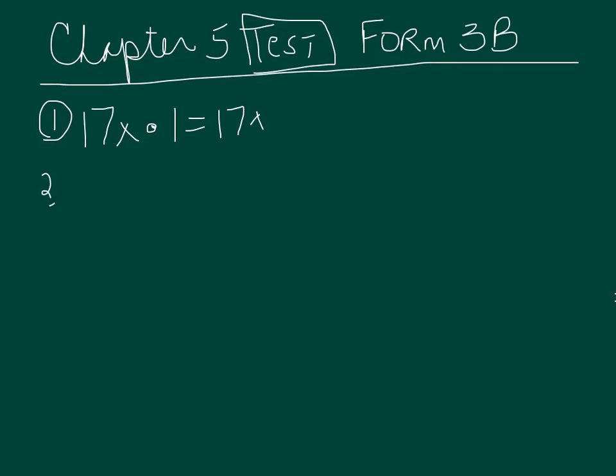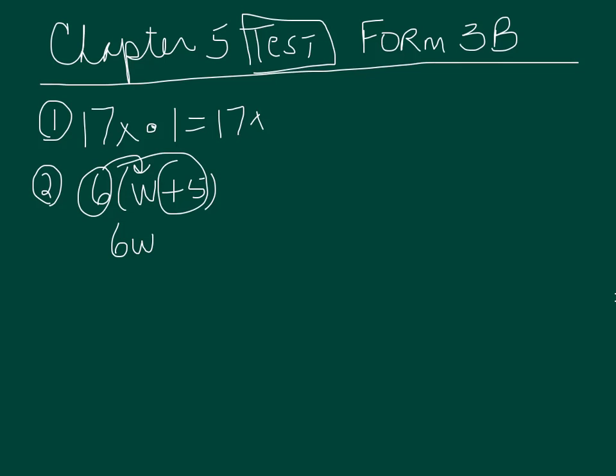Number 2 on the test says use the distributive property to write 6 parentheses w plus 5 as an equivalent expression. So let's multiply it out, and we get 6w, and then 6 times that second term is 30. So 6w plus 30. Distributive is double multiply. There you go.